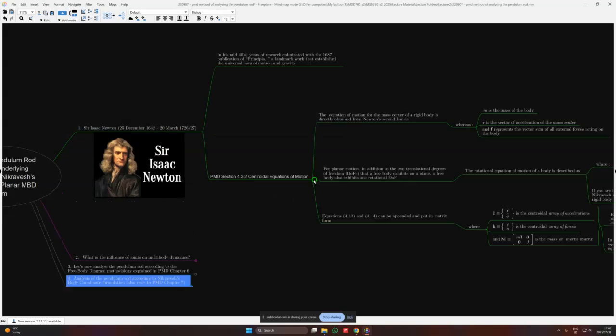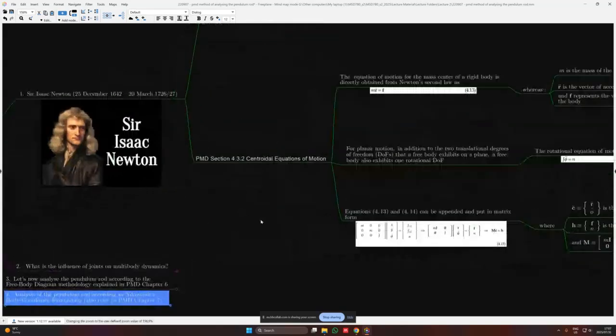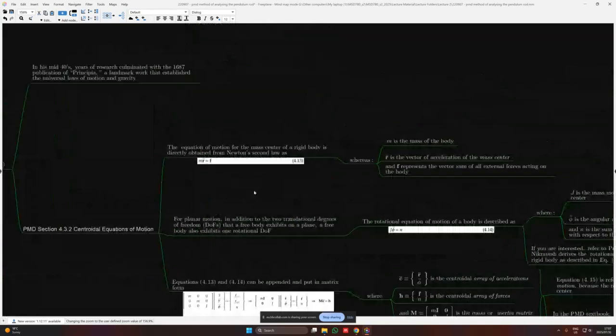All right, so PMD section 4.3.2 focuses on the centroidal equations of motion. And these are the type of equations of motion that we're going to focus on as well whenever we do our analysis. So the equation of motion for the mass center of a rigid body is directly obtained from Newton's second law. And this simply states that m r double dot is equal to F. And you'll notice r double dot and F are both in bold. That is simply because these are 2 vector formulas that we use over here.